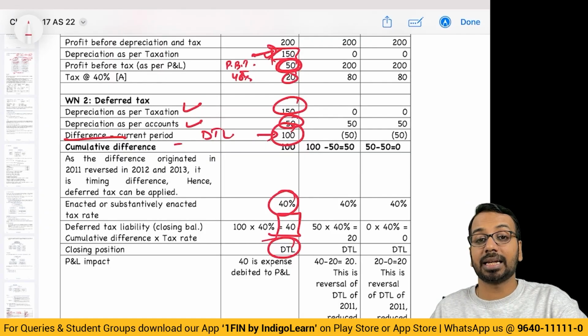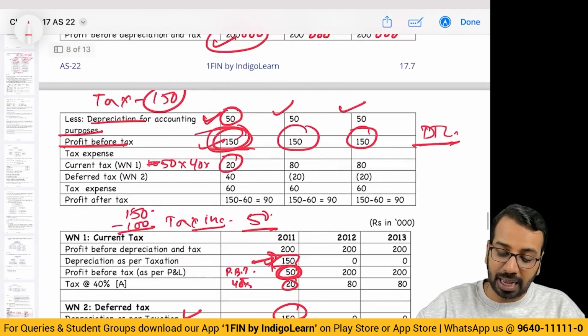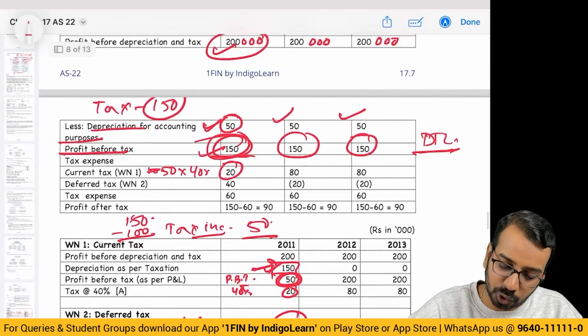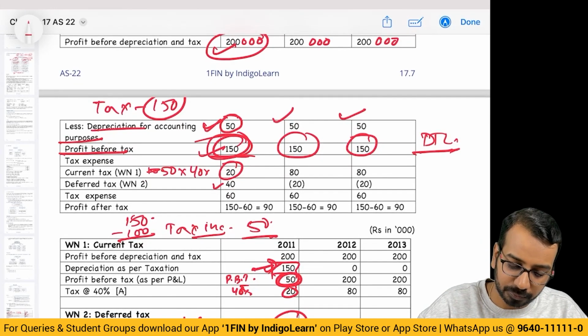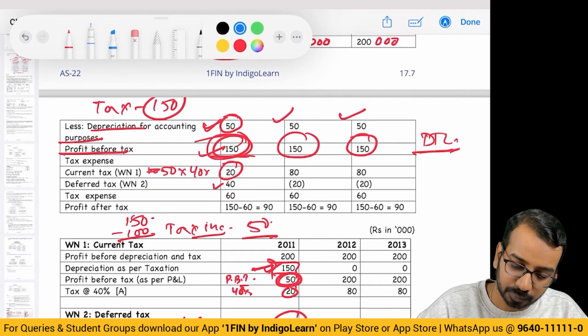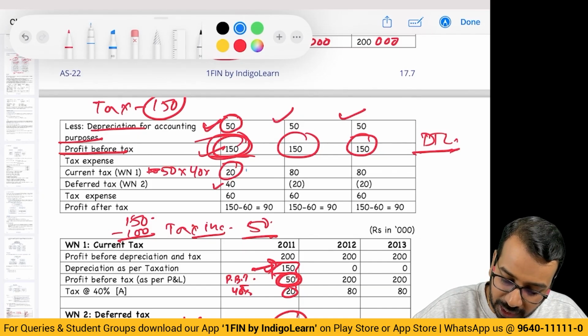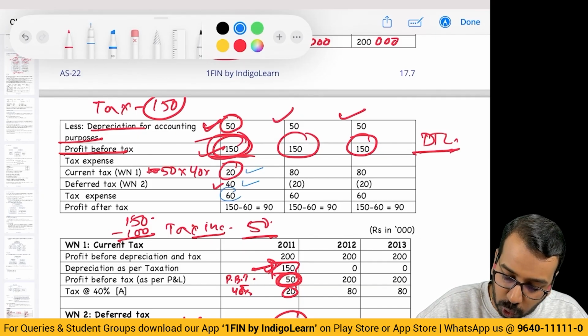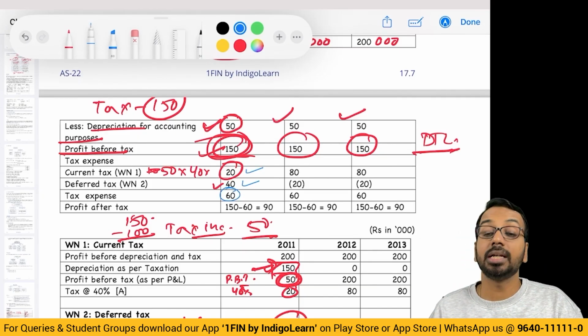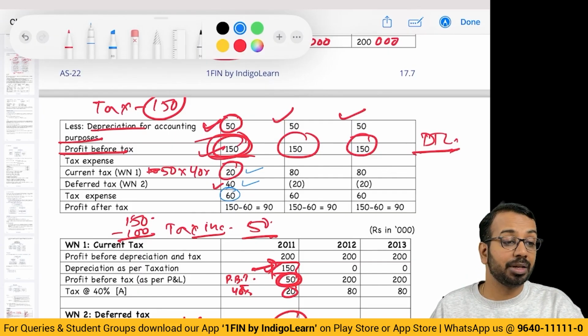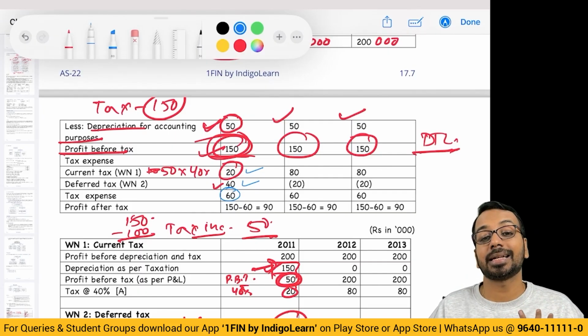Now this deferred tax liability, what I will do, I will add it to my expense. So this is the current tax, this is the deferred tax. Total will be 60. Total is tax expense. Now in examination, they may ask you to calculate the tax expense.